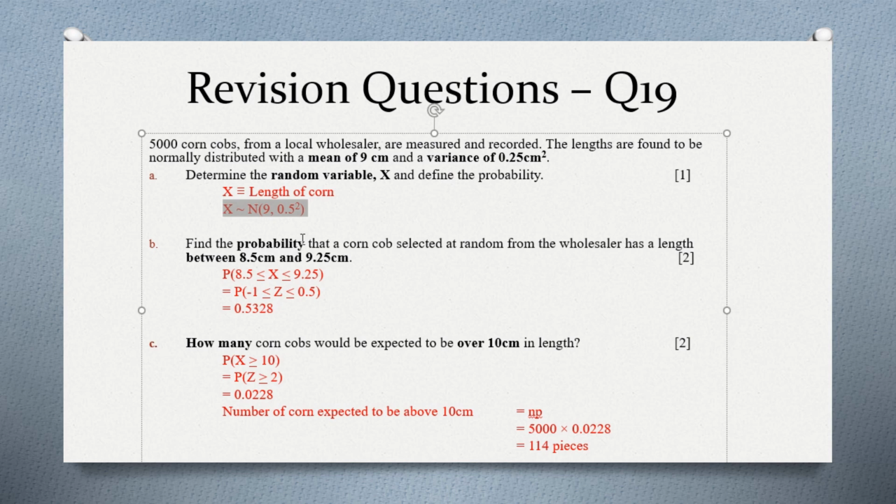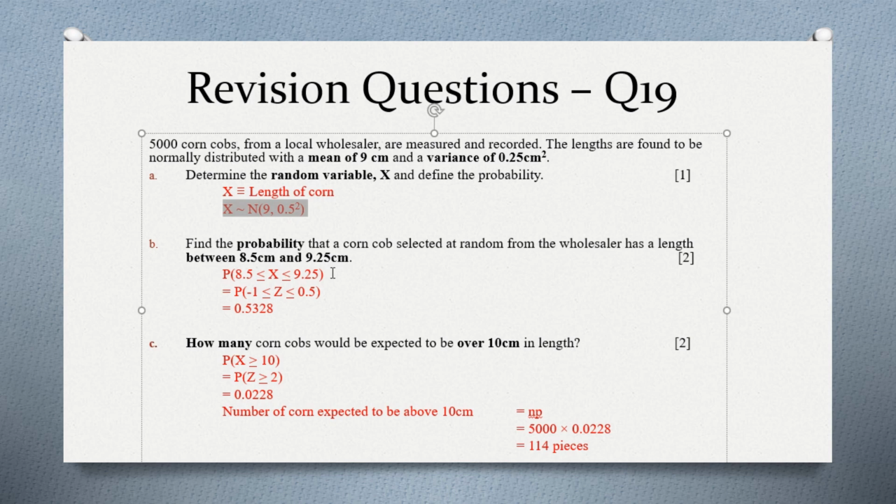This is normal distribution, therefore it is X more than or equal to 8.5, less than or equal to 9.25. Because it's normal distribution, that's why the sign is like that. If it's binomial or Poisson, if I'm saying between, then the sign is not like that, understand?